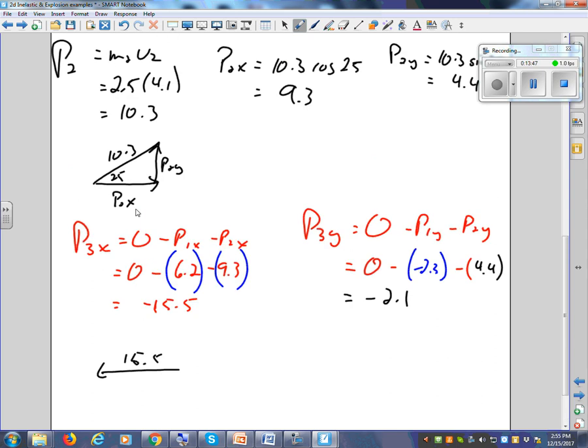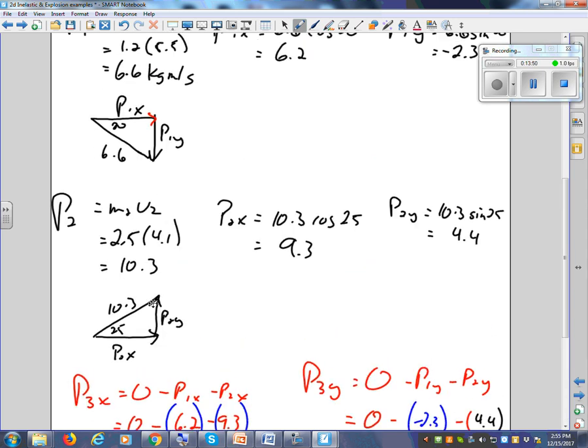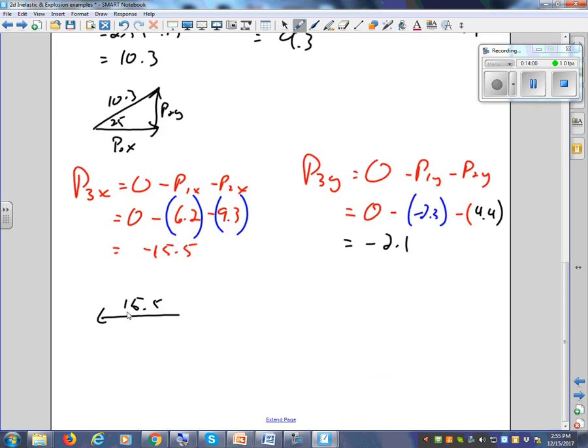Well, if this bomb piece is going up to the right, and this one's going down to the left, the other one's going to have to go to the left at some point, right? Yeah. And most of it is going up, 10.3, so that means that the majority is going to have to be going down over here. 2.1, right? So that's going to be P3.